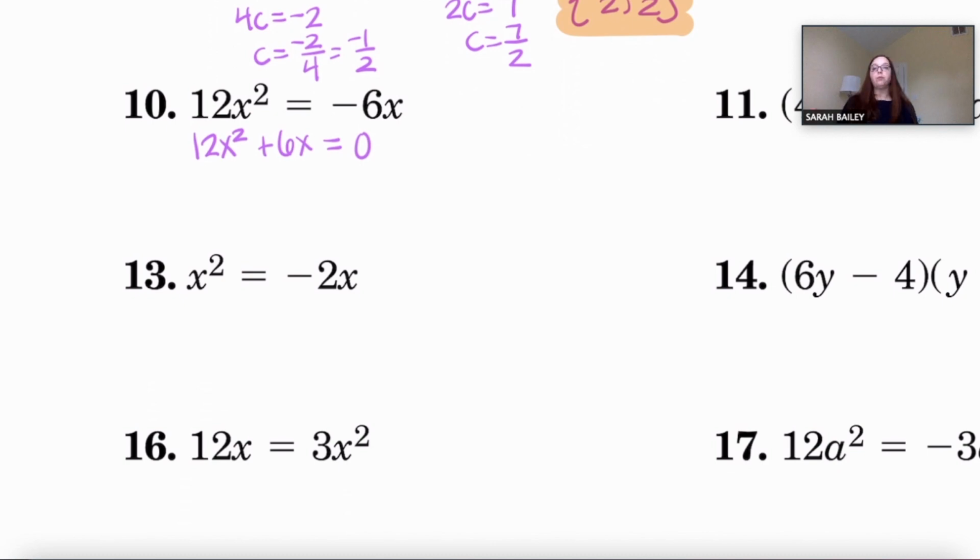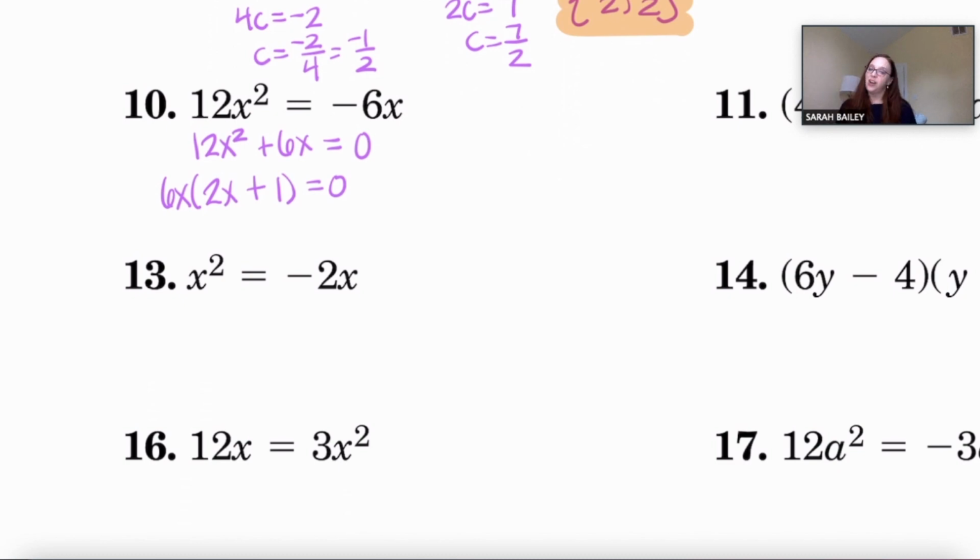Okay, the previous problems, they were already factored for you. Can you factor this one? Sure you can, just like we did before on the previous page. So we can factor out 6x, leaving me with 2x plus 1.